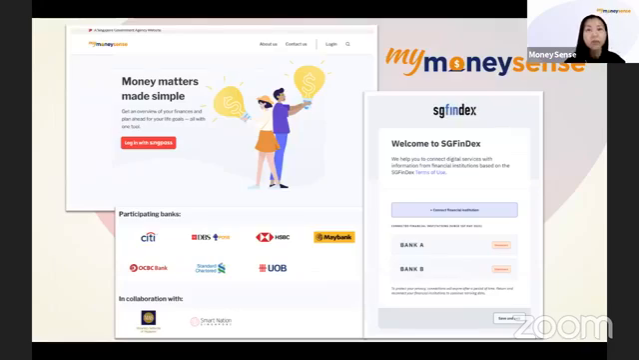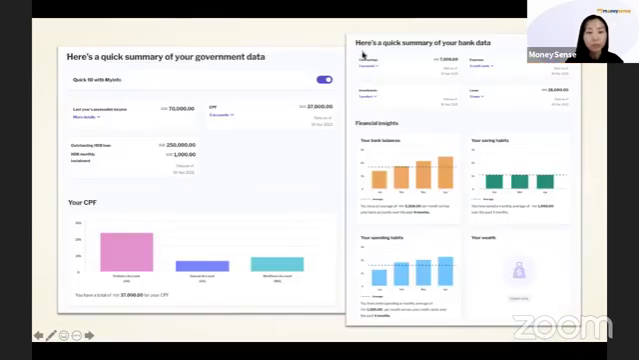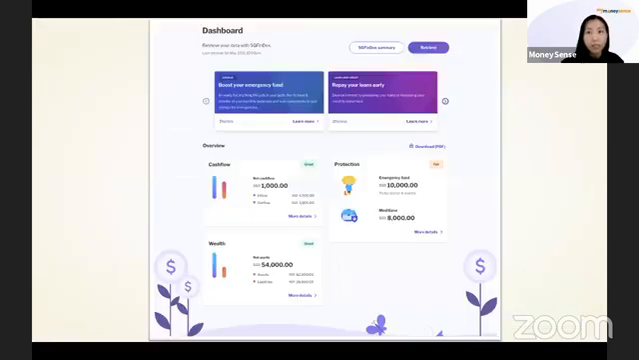Thanks, Lawrence. So maybe we'll just go back a little bit to give everyone a better understanding of what we are mentioning about. So one of the digital tools that we have recently rolled out is MyMoneySense. This is a digital financial planning service by the government, and it is integrated with the Singapore Financial Data Exchange, which is SGFinDex in short. This allows individuals to easily access their financial information from both the banking and government sources. And to retrieve your financial information, you can just simply log into MyMoneySense with your SingPass, and you'll be able to easily see an automatically consolidated dashboard, and also get personalized guidance in the next slide.